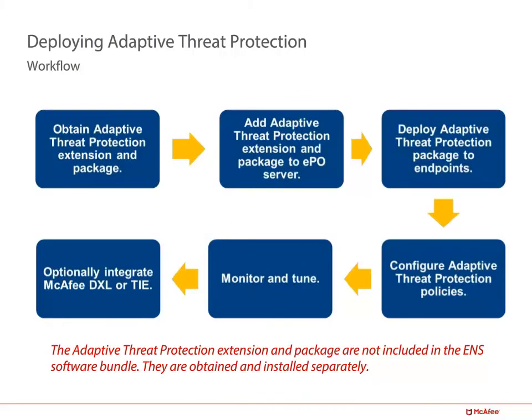This slide shows you a high level of deploying Adaptive Threat Protection. First, you obtain the Adaptive Threat Protection extension and package. You add this to the ePO server. Then you deploy the Adaptive Threat Protection package to the endpoints. You configure your Adaptive Threat Protection policies. You monitor and tune the policies. And then you can integrate the McAfee DXL or TIE.